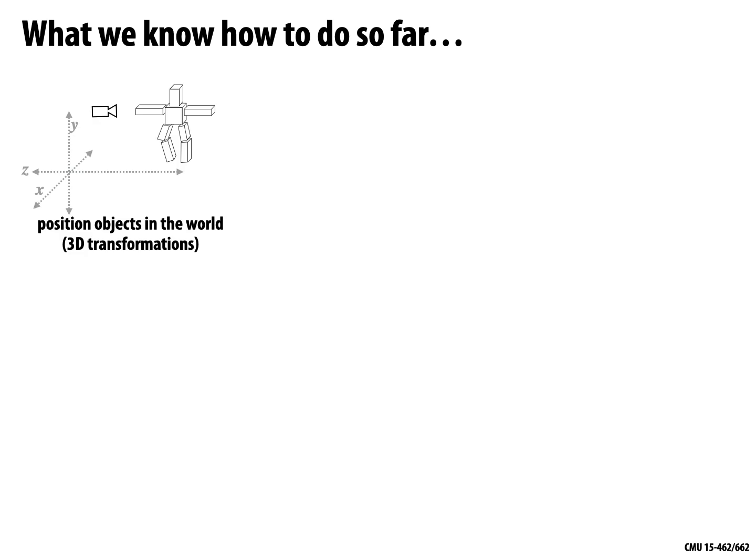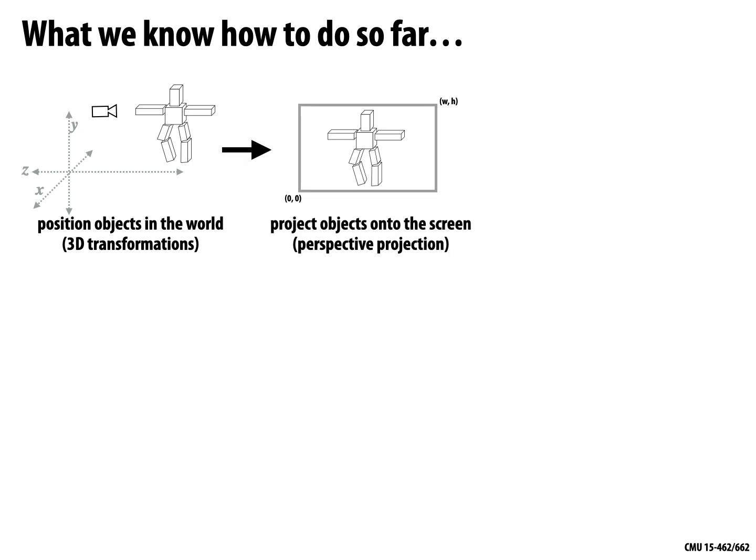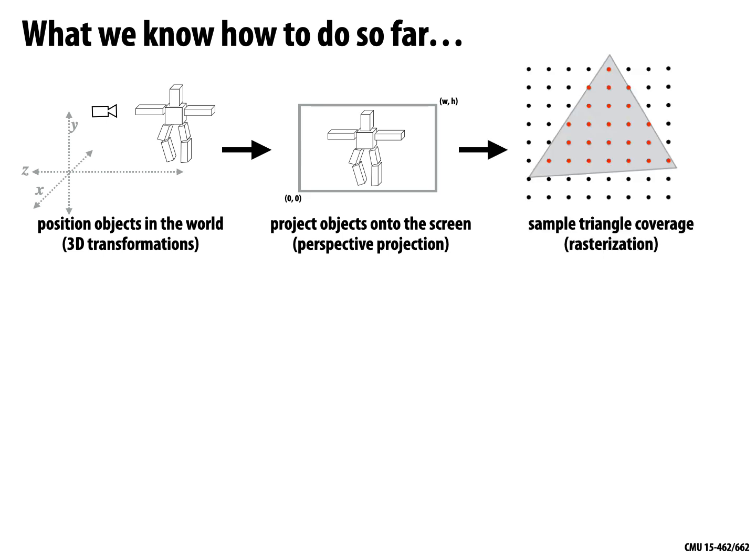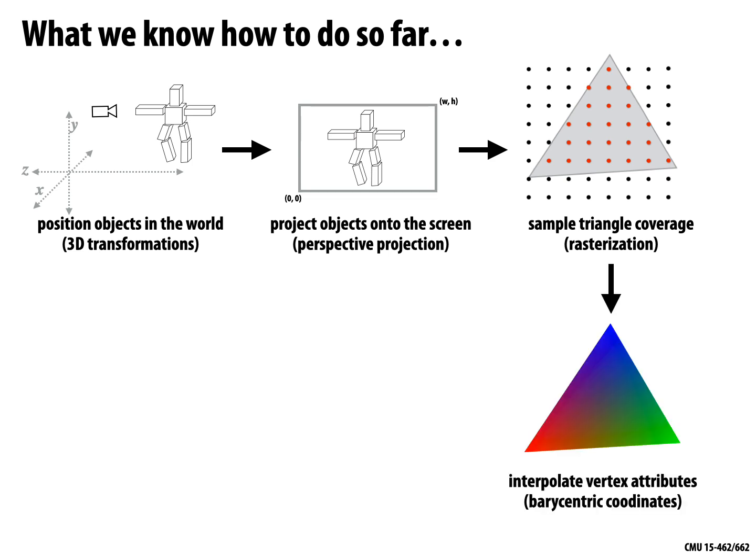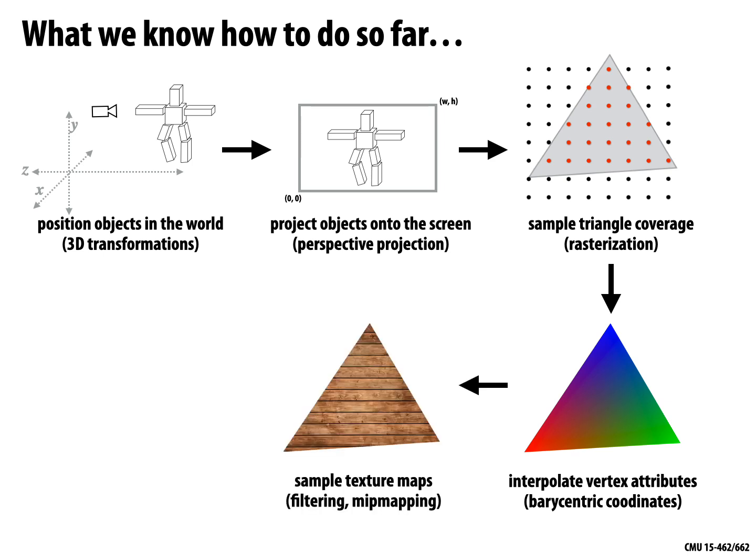We know how to position objects in the world using three-dimensional spatial transformations. We know how to project objects onto the screen to get the effect of perspective. We know how to take a 2D primitive that's been projected onto the screen and sample its coverage using the process of rasterization. During that process of rasterization, we get barycentric coordinates that can be used to interpolate attributes like color or texture coordinates across the triangle. Using these attributes, we can shade the triangle in some interesting way. So for instance, we can sample from a texture to get more interesting color.